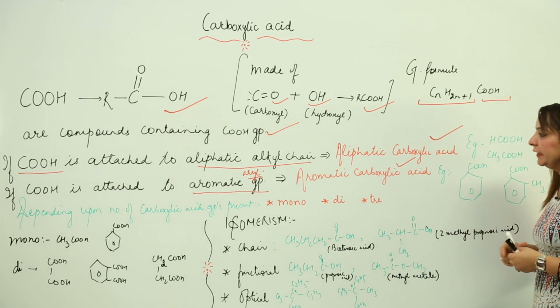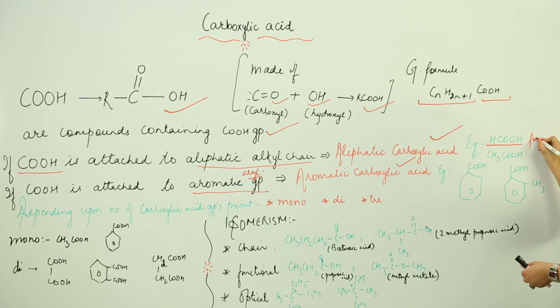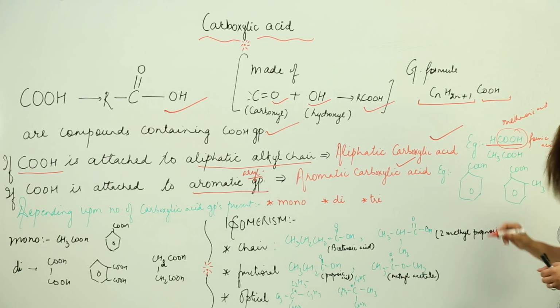Suppose we will take a few examples. So this is HCOOH. We know that the common name is formic acid, and its IUPAC name is methanoic acid. So here you have seen that COOH is present and there is no ring-like structure. So it is a member of the aliphatic carboxylic acids.